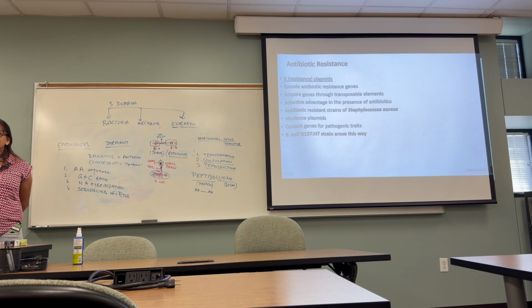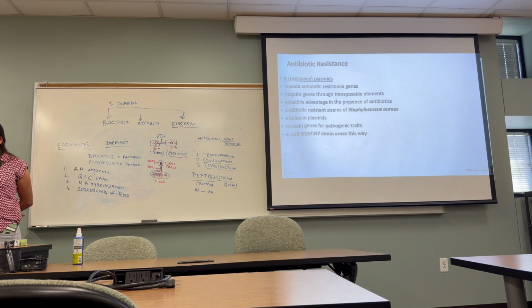But then same way, just like you have F factor, you have the R factor or resistant plasmid also. These are the ones that are going to carry the antibiotic resistant genes. They have those genes that will code for resistance to antibiotics in bacteria. Okay, so it acquires genes through transposable elements, its selective advantage in the presence of antibiotics, and that's how we are able to produce resistant strains of Staphylococcus aureus.